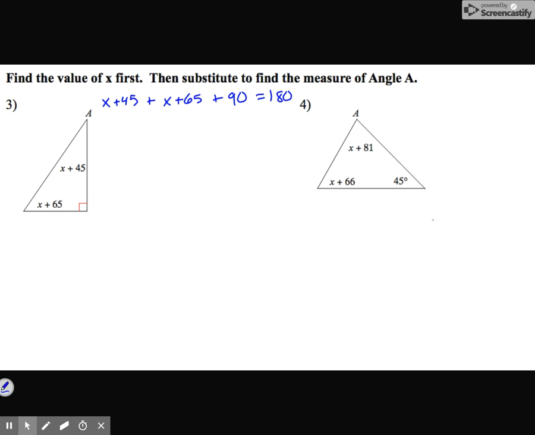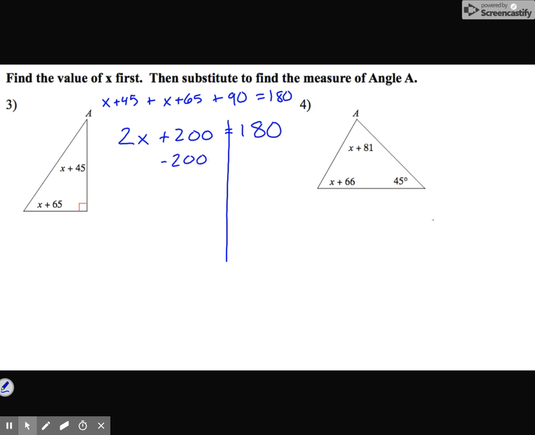If we go ahead and solve, we combine like terms. So we get 2x plus 200 equals 180. Now you're probably thinking, wait, how can it be 200? Our angles only add up to 180. Remember, we're just finding the value of x, and we'll use that x to find our measures of angles.